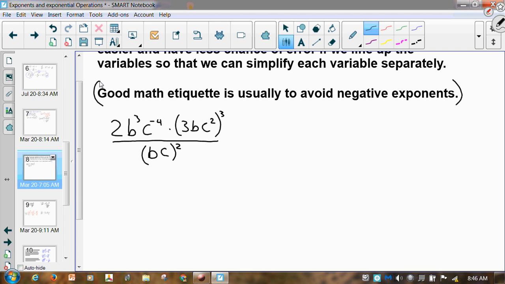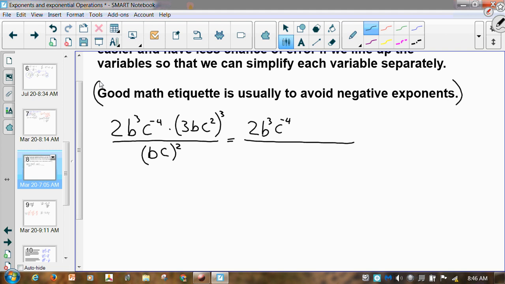Okay, so first thing, just like any order of operations problem, what do we do first? What's the PEMDAS thing? Okay, let's take care of the parentheses first. And so what we're going to do is we're going to write this as 2b cubed c to the minus 4th, and then we're going to go ahead and distribute, or to go ahead and use our multiplication of exponent rules and take care of this.